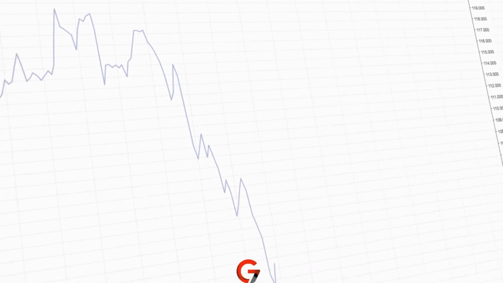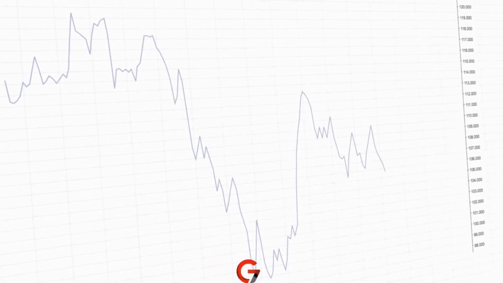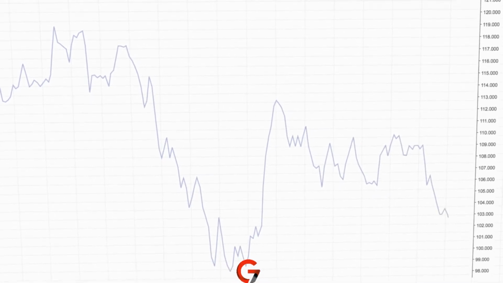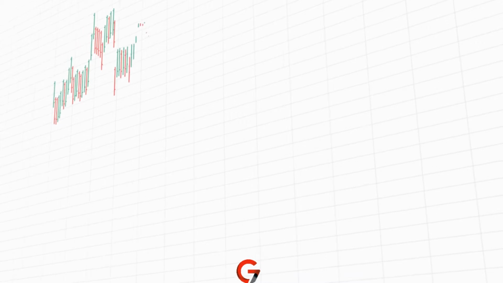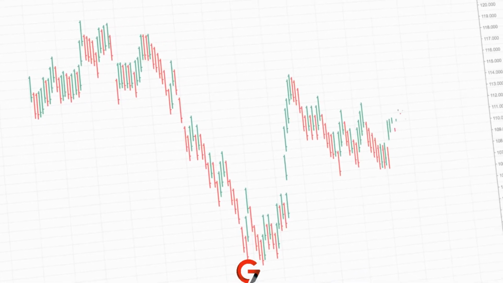It doesn't offer much detail, but a line chart is good for observing long-term trends and picking out patterns like head and shoulders and triangles. A bar chart shows the closing prices, the opening prices, and the highs and lows of a security.